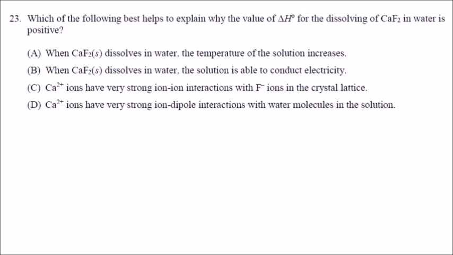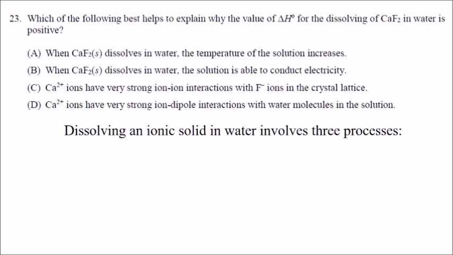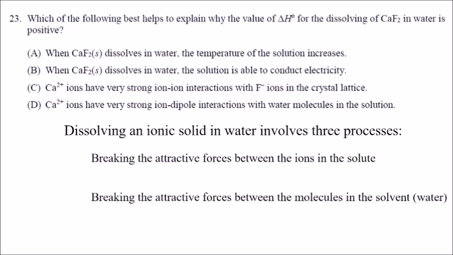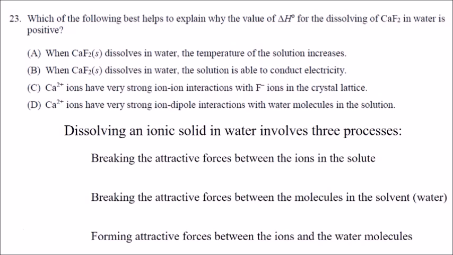In number 23, which of the following best helps explain why the value of delta H for the dissolving of calcium fluoride in water is positive? Now when an ionic solid dissolves in water, there are 3 processes. One of these processes is breaking the attractive forces between the ions. Okay, that's going to be endothermic. The other would be breaking the attractive forces in the solvent, in this case the water, that's also endothermic. And then forming the ion dipole forces, the attractive forces between the solute and the solvent, well, that's going to be exothermic. And since the delta H for the dissolving of calcium fluoride in water is positive, we are looking for an endothermic process. So choice A talks about the temperature of the solution increasing.